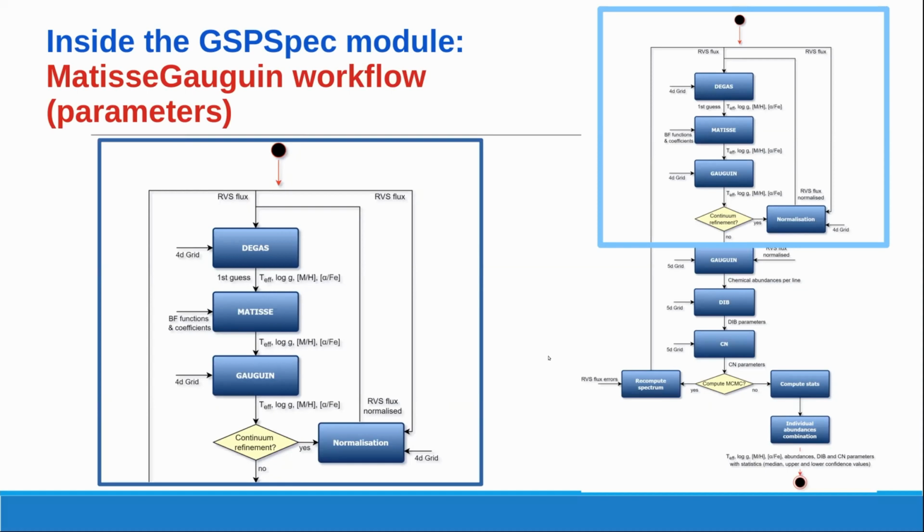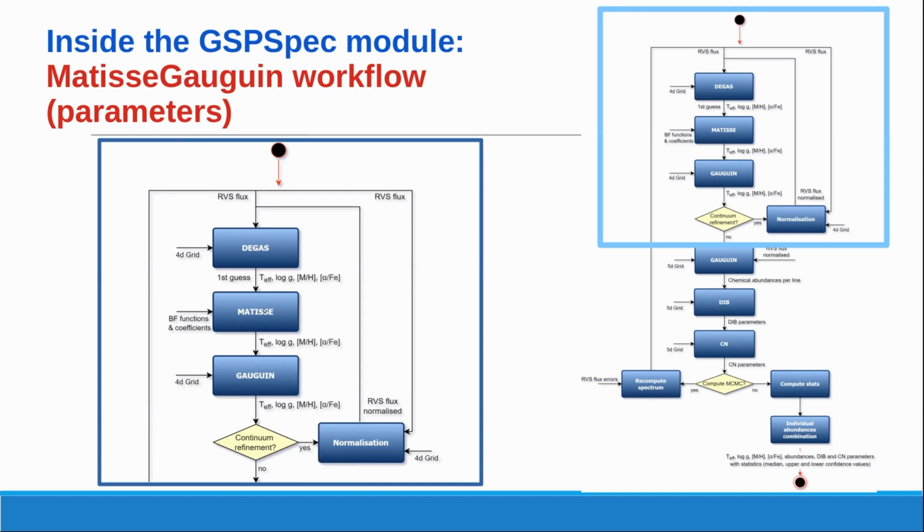This is a description of the workflow of the Matisse-Gauguin for the parameters. This is quite complicated, but I will give a brief introduction of it. First, we take the RVS spectra from the CU6, and a module called DCAS, which is a decision tree, gives a first estimation of the atmospheric parameters. It's a kind of a seed. Then this seed is used by Matisse to iteratively update the parameters, performing a multilinear regression method until the convergence. If needed, this process is repeated until the continuum is well subtracted.